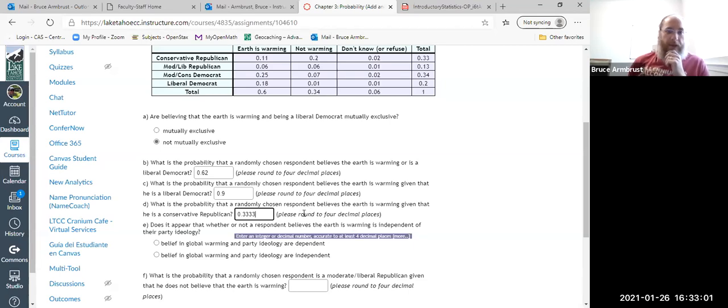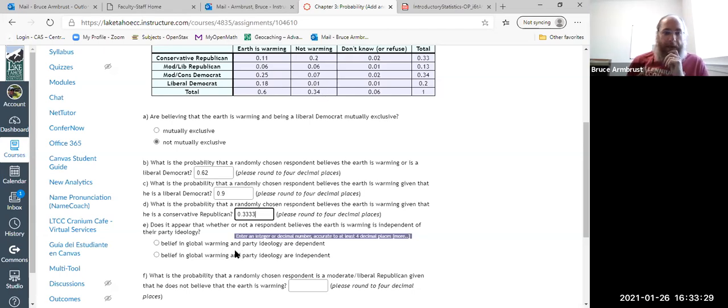All right. So what we can get from this, if these are actual numbers, this tells me that if you're a liberal Democrat, you're much more likely to believe that the earth is warming than if you're a conservative Republican. Only 1/3 of conservative Republicans believe the earth is warming, where 9/10 of liberal Democrats do. All right, at least from this sample.